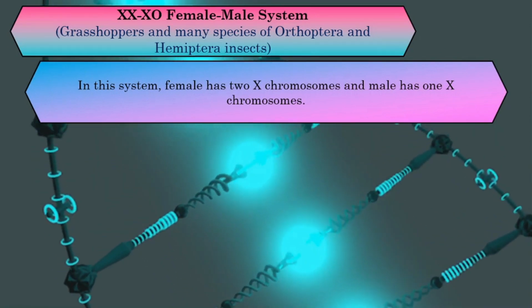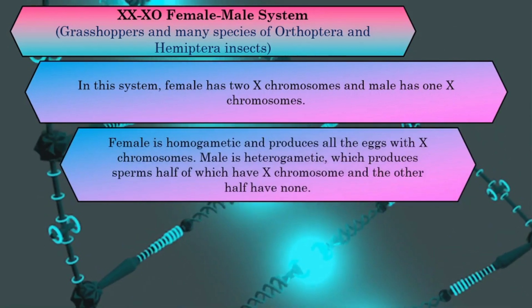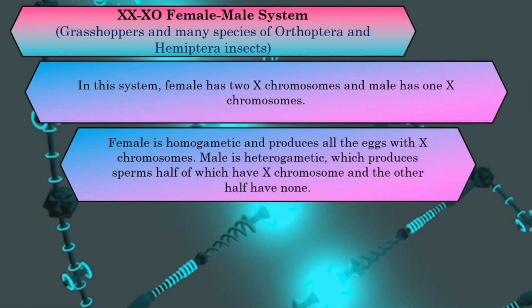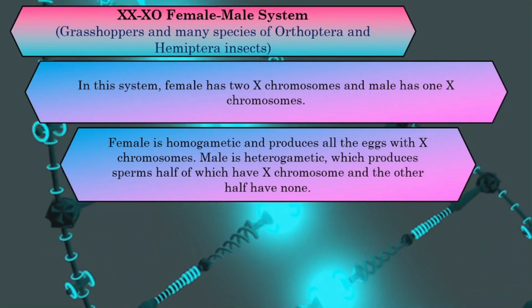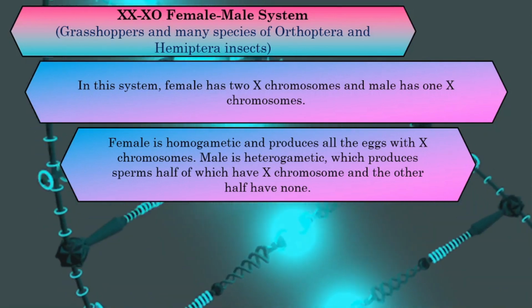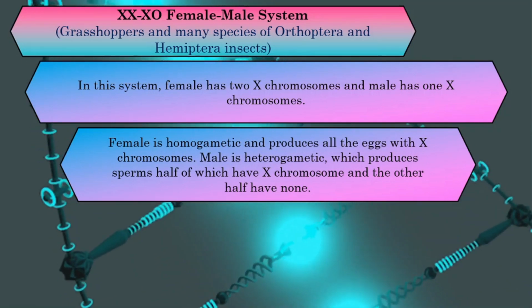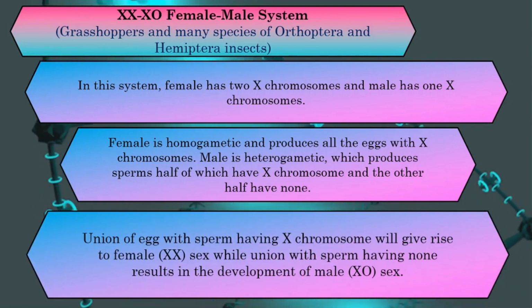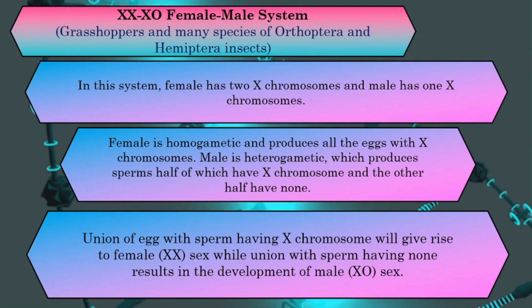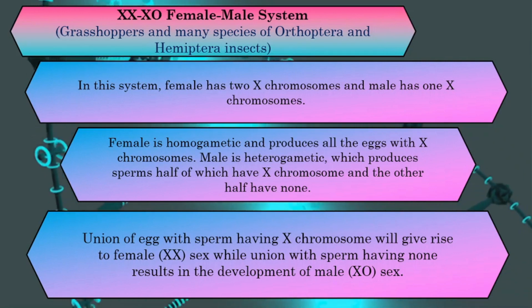In this system, the female has 2 X chromosomes and the male has 1 X chromosome. The female is homogametic and produces all the eggs with X chromosomes. The male is heterogametic, which produces sperms, half of which have X chromosomes and the other half have none. So how does this system produce the male or the female? The union of an egg with a sperm having an X chromosome will give rise to a female, or the XX, while the union of an egg with a sperm having none results in the development of a male, or the XO.